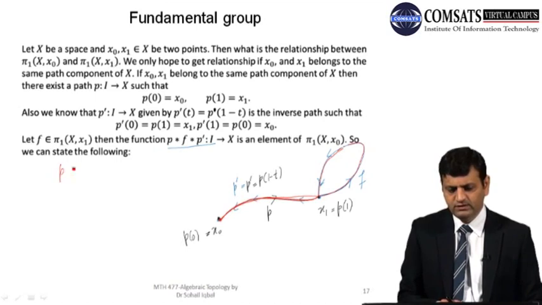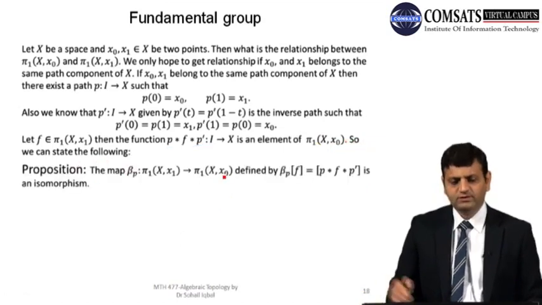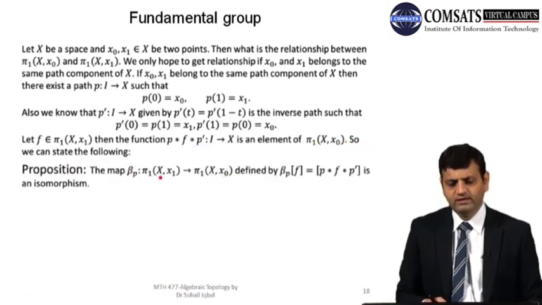So p star, so move along p, move along f, and then move along p prime. It's a function from I to x. It's an element of pi1 of x, x0. So why is it an element of this? Because it's a loop at x0, and pi1 of x, x0 is the set of loops at x0. So the map beta P from pi1 of x, x1 to pi1 of x, x0 defined in this way is an isomorphism.